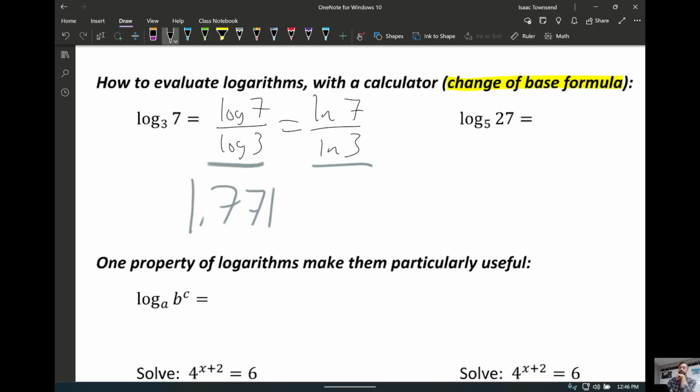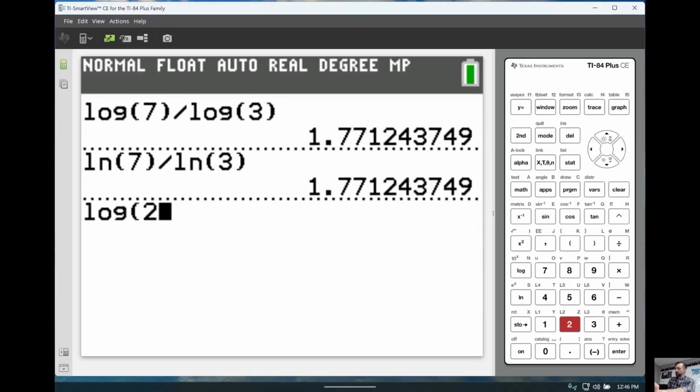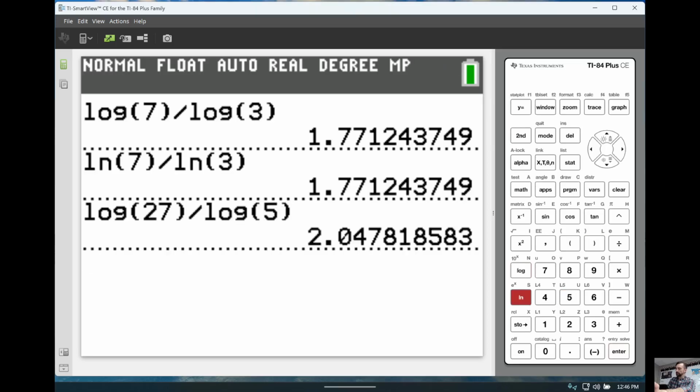This answer should be a little bit bigger than what? 2. It'll be bigger than 2, all right, because 5 squared would be 25, and that's almost 27. So in my calculator, I could do log of 27 over log of 5, or I could do natural log of 27 over natural log of 5. Just make sure you know both ways work. I'm going to type it in both ways on the screen just to help convince you.